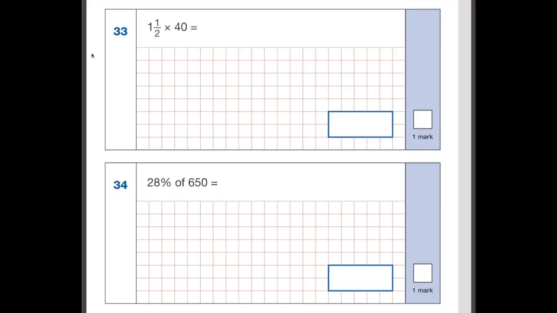Number 33, 1 and 1/2 multiplied by 40. So what you could do is you could say, well, 1 whole multiplied by 40 is 40, and a half multiplied by 40, or half of 40, equals 20. So we can just add those together. 40 add 20 equals 60.